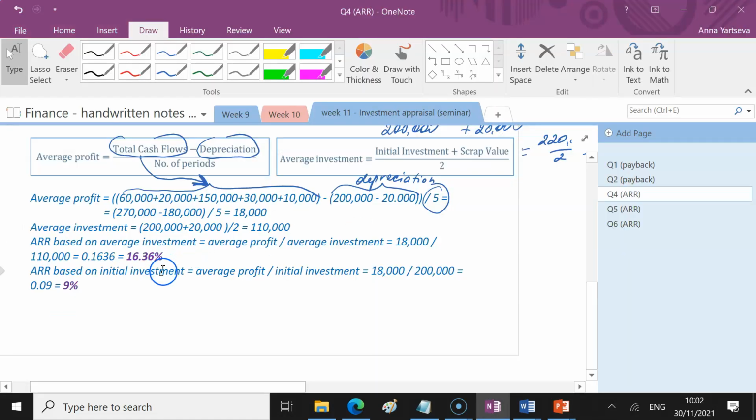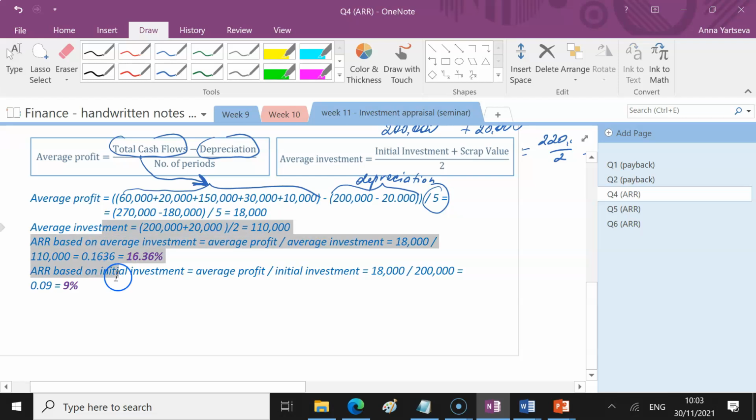For example, in this case, if I say that my target rate is 8% return, this project is suitable, right? The thing is, what if my target rate of return is 10%? Do I accept it or not? It depends on which measure I select, based on average investment or initial investment.